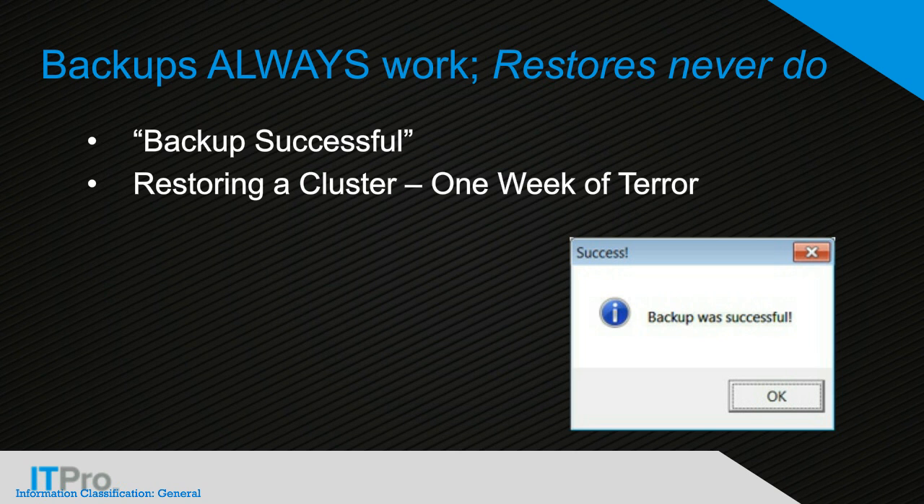He had been backing up his Exchange server nightly, and the prompt on the screen told him that the backup was successful. And it was. It was successfully backing up what he told the program to back up, and that was the C and the D drive. What it didn't back up was the Exchange database full of emails and contacts. So when the server crashed and the database became corrupt, he attempted to recover the database only to find out that that database had never been backed up.